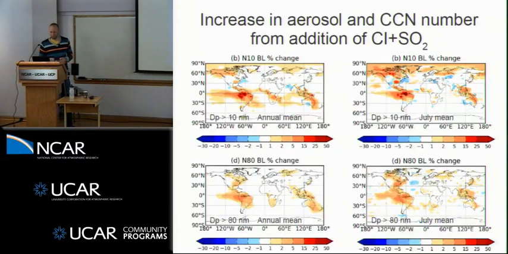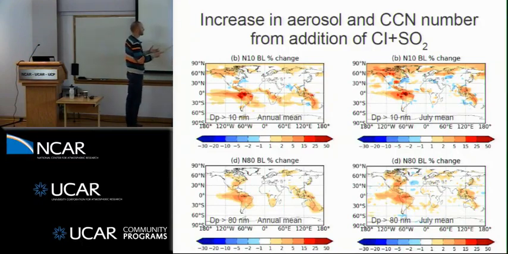So now stepping from sulfuric acid, how does this affect our particle concentrations? Here I'm plotting the change in the total number of particles larger than 10 nanometers, and the total number of particles larger than 80, so total particles and CCN size particles. This is annual mean, and this is July.